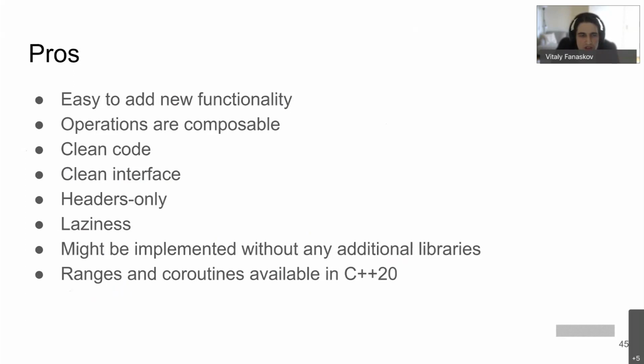Those are header only, mostly, if you don't need some parts of cpp-coro. And this approach is lazy, so it's not evaluated immediately, only on demand. All of those things can be implemented without any additional libraries if you want. And the cool thing, ranges and coroutines are officially available in C++20, so you can use them.